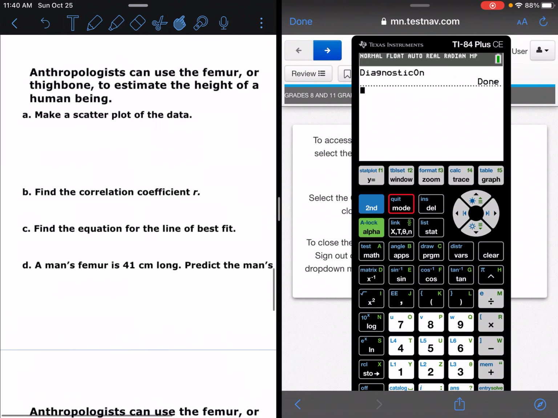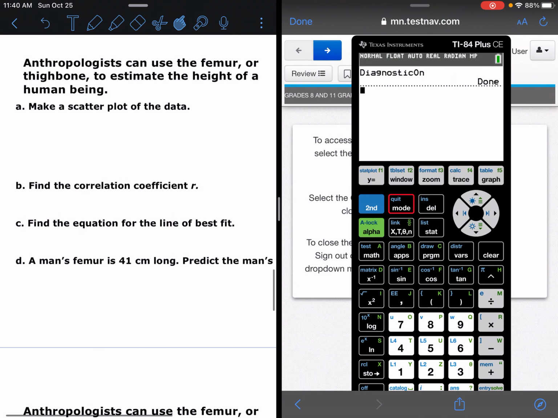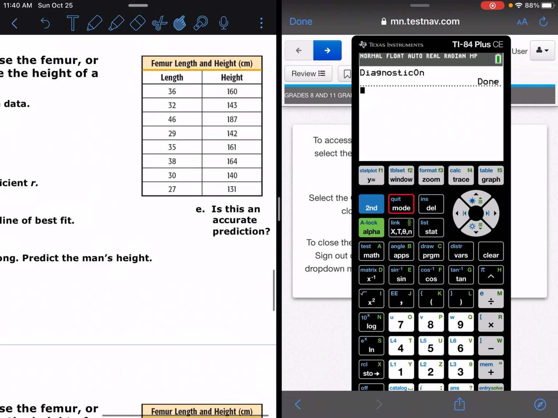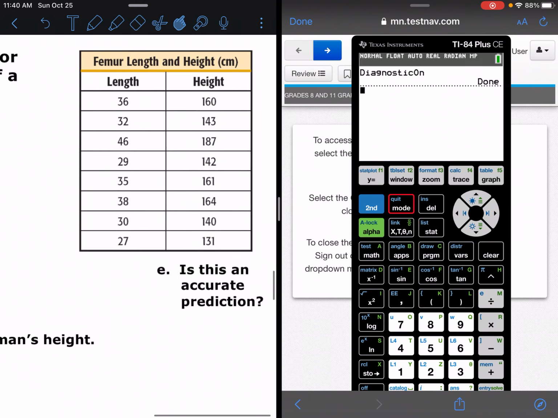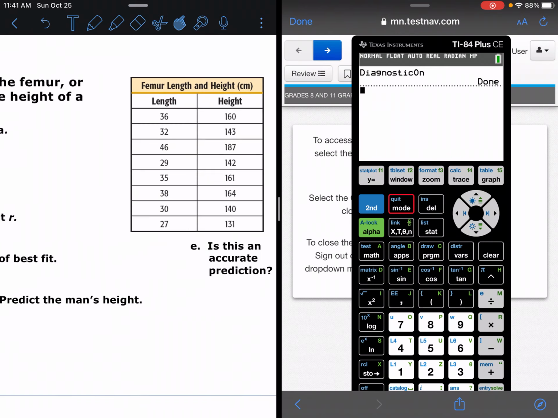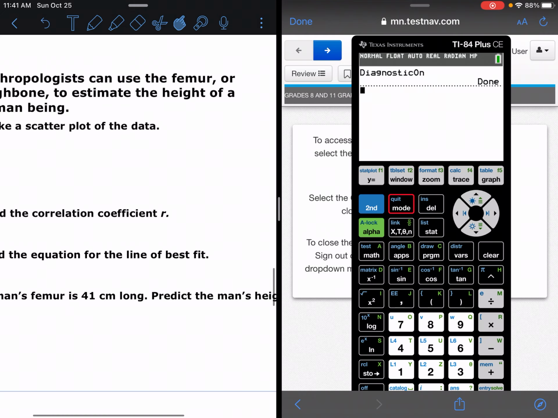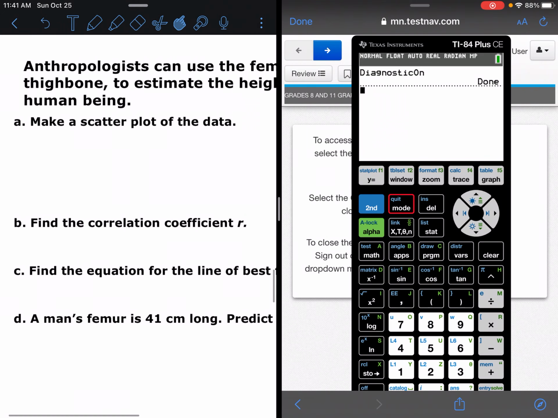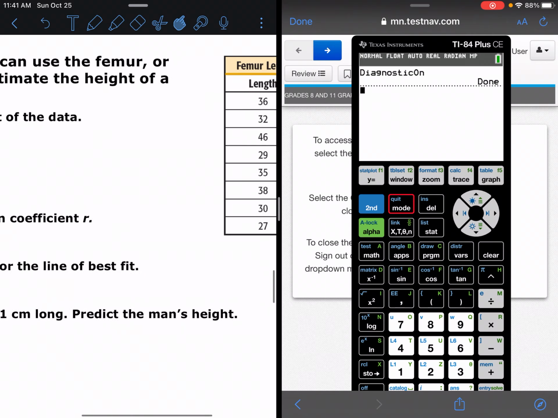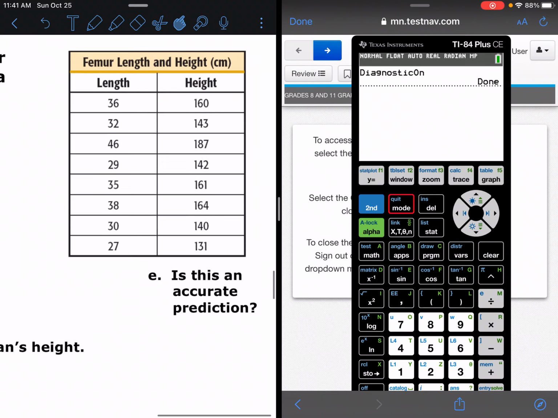So we are going to make a scatter plot. Here it says anthropologists can use the femur or the thigh bone to estimate the height of a human being. They give us some data here, the femur length and the person's height in centimeters. Now it says step 1 to make a scatter plot of this data. So I'm going to need this data, and we're going to type that in.